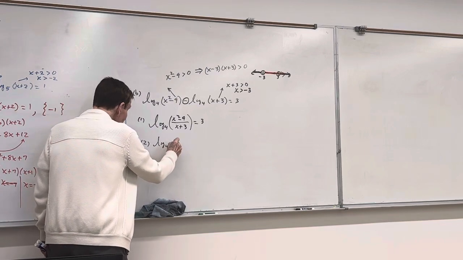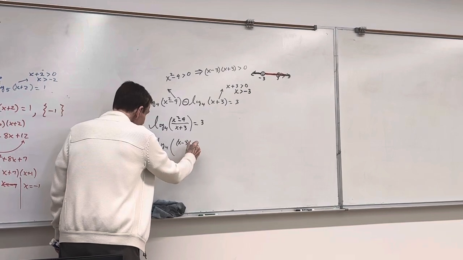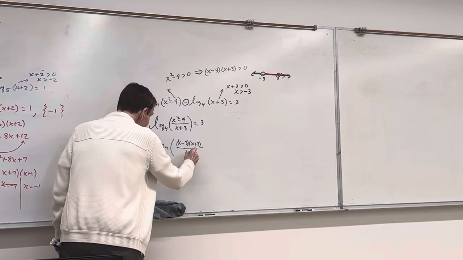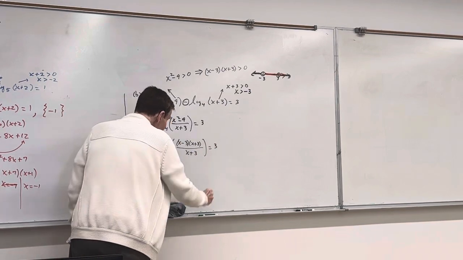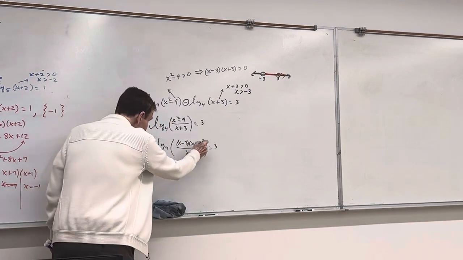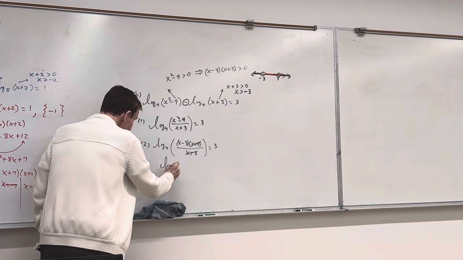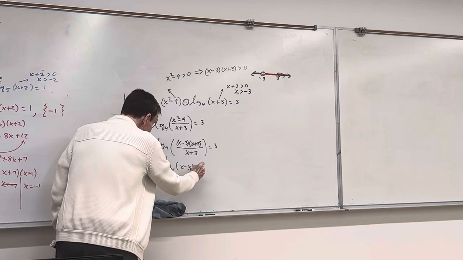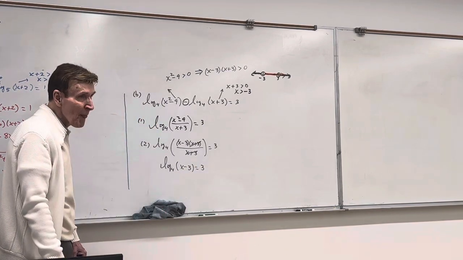Gotta be careful. I think the numerator will factor as a difference of squares, and over this equals 3. I think this will cancel. I'm just trying to clean it up a little bit. So guys, this actually becomes log base 4 of merely what? X subtract 3? Don't make a mistake here. Equals 3. Yes or no?